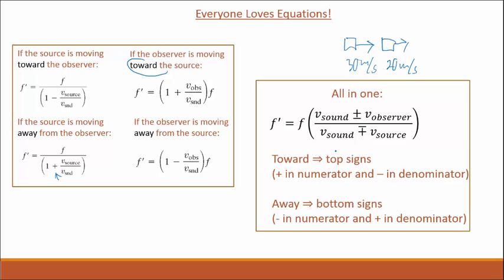So if they're getting closer to each other, then you use the top signs, which is the plus and the minus. And if they are moving away from each other, the distance is growing, then you want to use the negative for the numerator and the positive for the denominator.